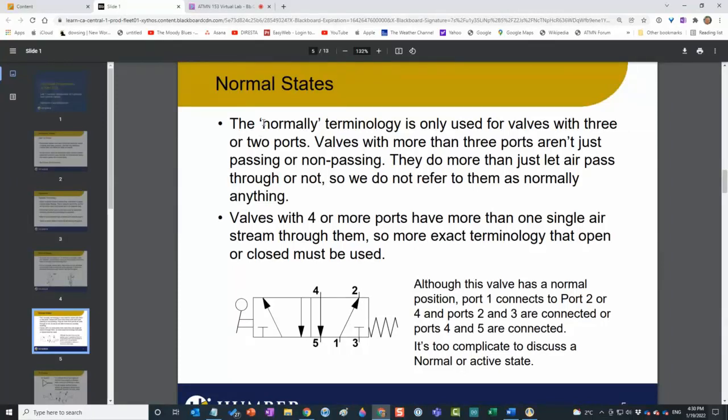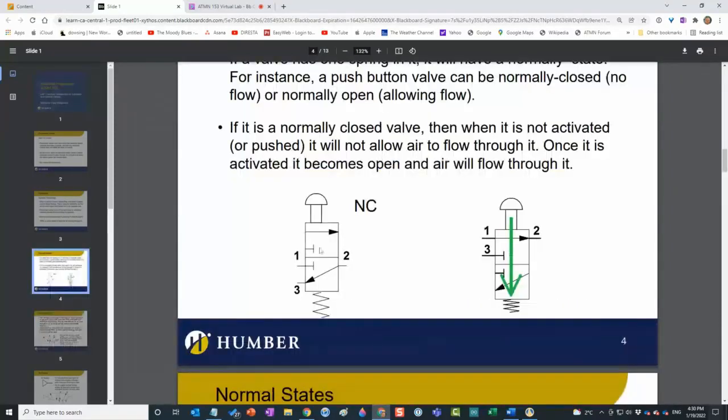Okay, here we go. The normally open and normally closed terminology is only used where there are valves with 2 or 3 ports, because essentially we're really interested in port 1 and port 2. That's where the pressurized air flows through. The function of port 3 is actually just to exhaust any pressurized air that's left over. So even though this has 3 ports, the 3rd port is almost like a backup venting after you've activated the valve.